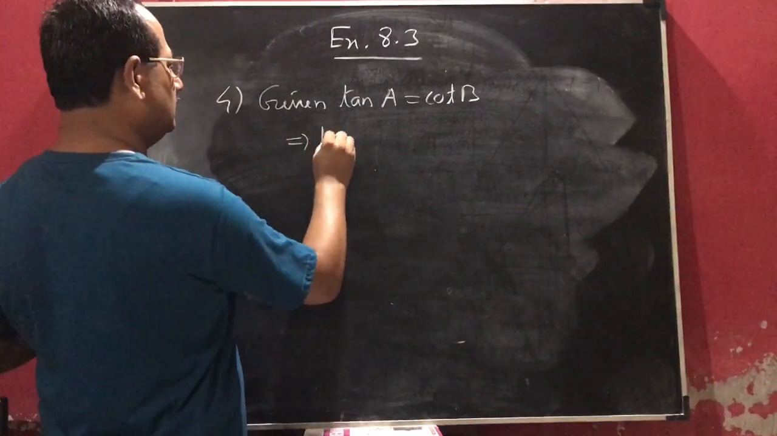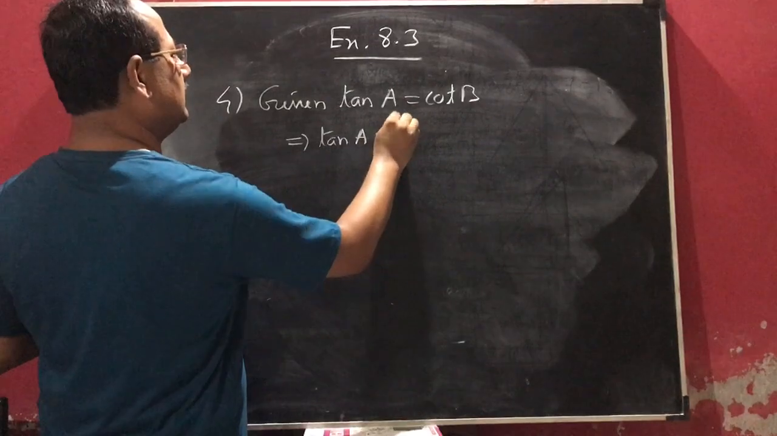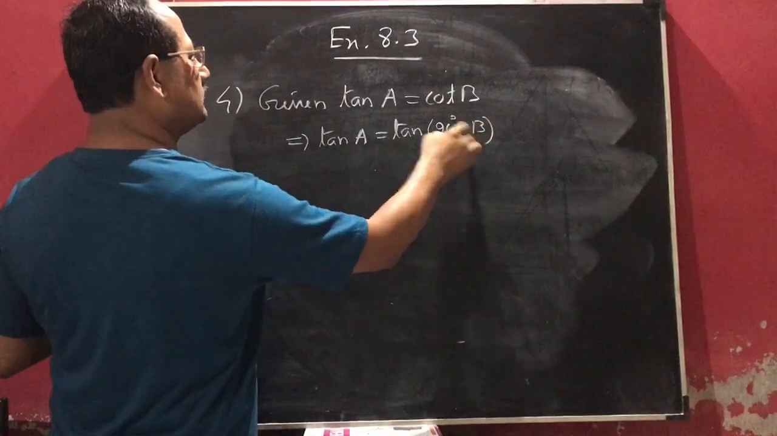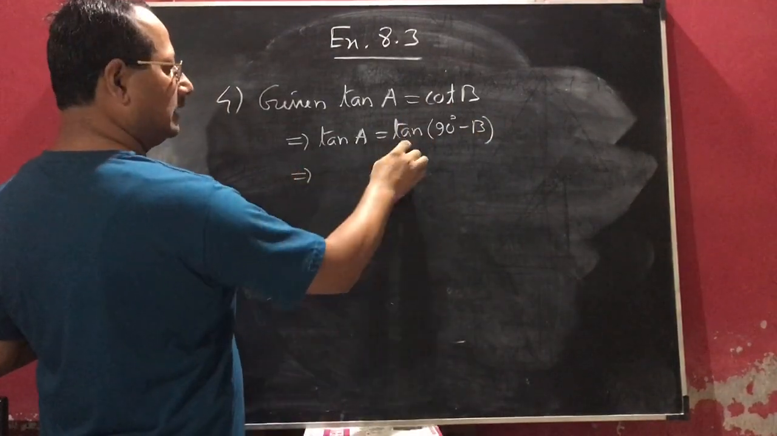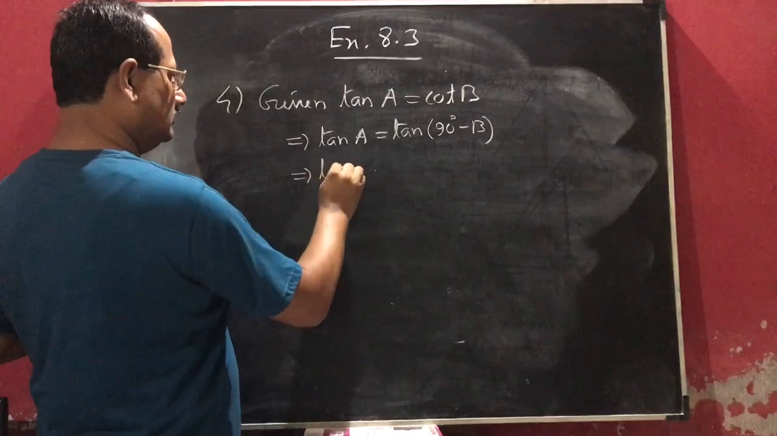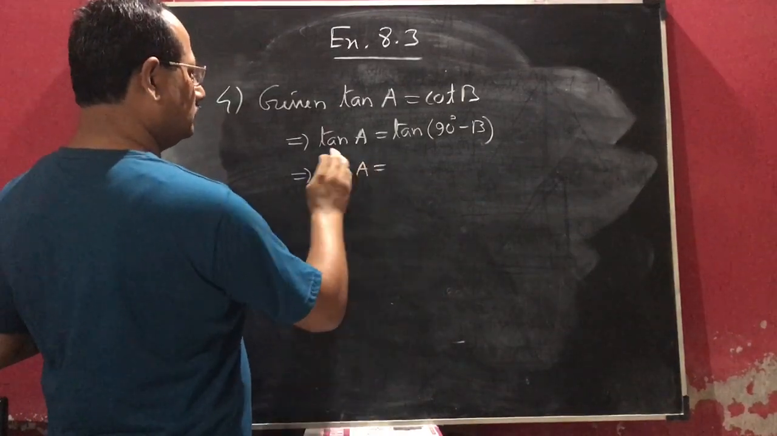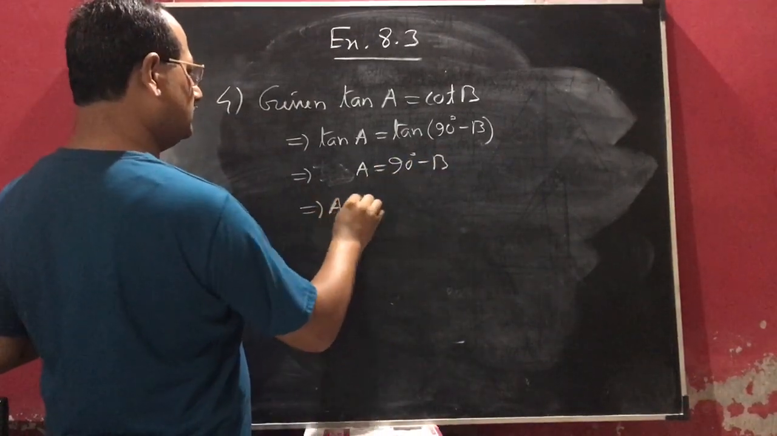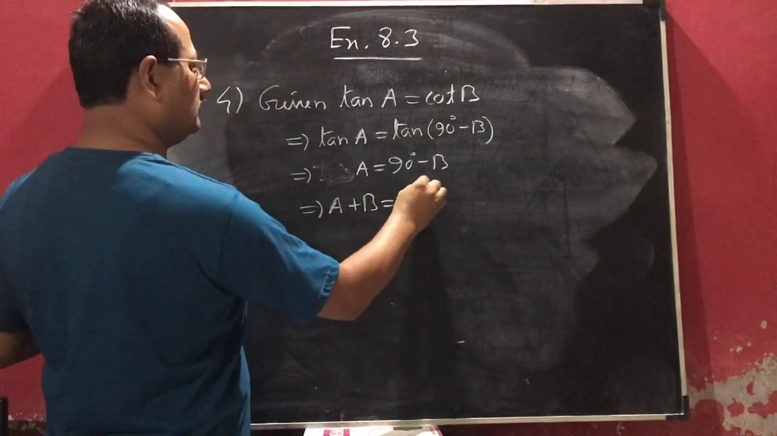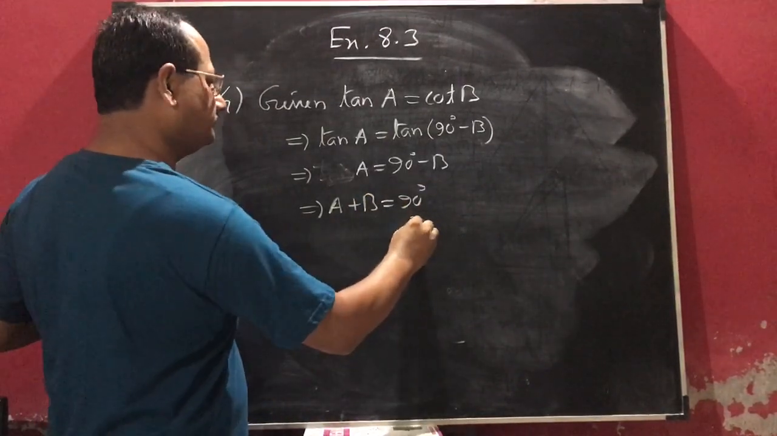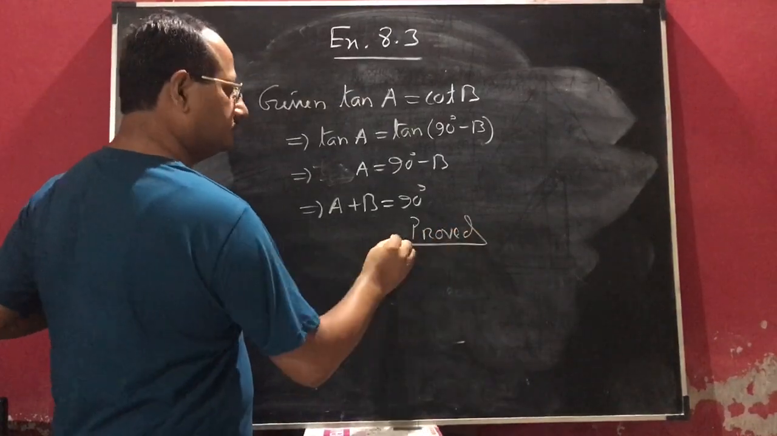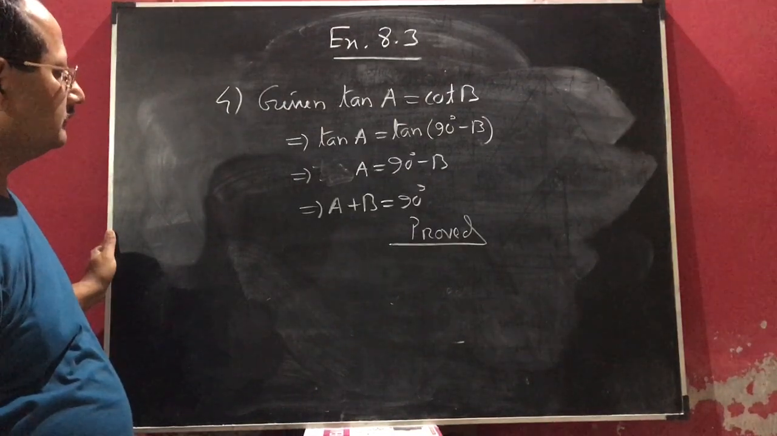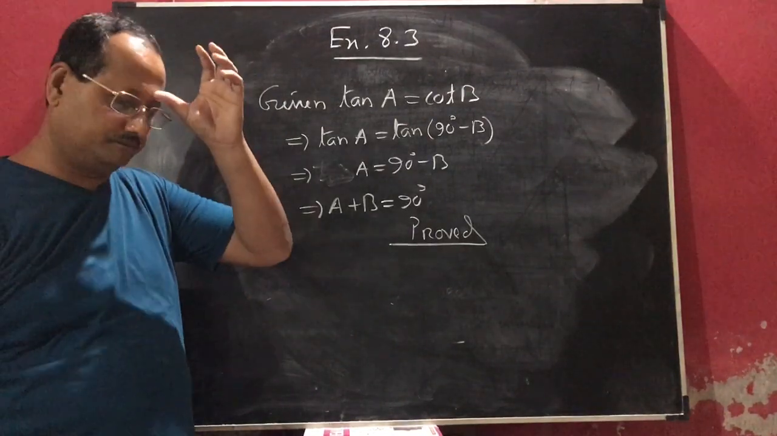So tan A can be written as tan of (90 minus B). Tan of (90 minus B) is cot B. Tan of (90 minus theta) is cot theta. So A equal to 90 minus B, that is A plus B equal to 90 degree. Good. This is question number 4.